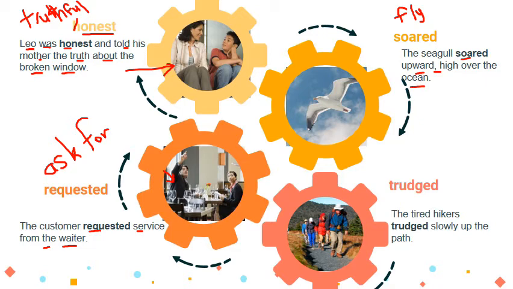And the last word, I have the word trudged. When you trudge, you walk slowly and steadily. It means you will be careful. The tired hikers trudged slowly up the path. So it means they walk slowly.